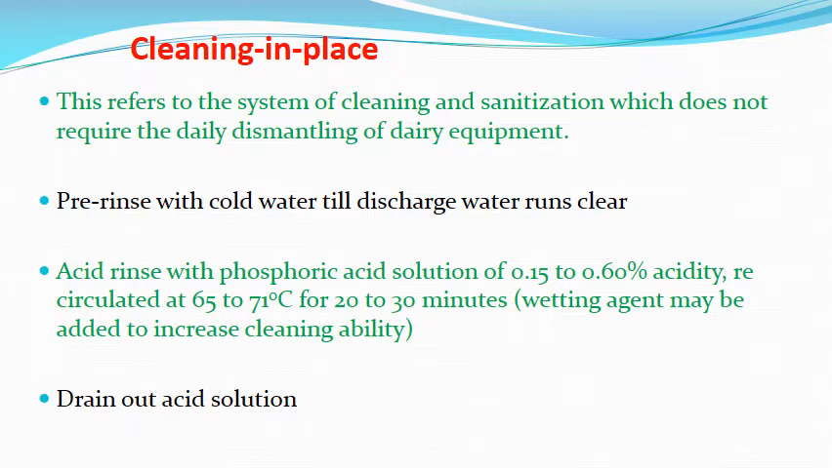Then it is rinsed with acid detergent. Acid rinse with phosphoric acid solution of 0.15 to 0.6% acidity, recirculated at 65 to 71 degrees Celsius for 20 to 30 minutes. So first time normal detergent and second time warm detergent. And this may have a wetting agent, which helps in better cleaning. And after this step, the acid solution is drained out. Then we will see the next step.